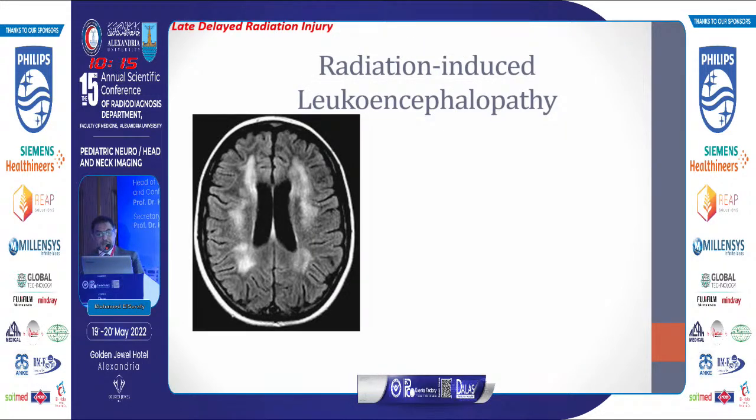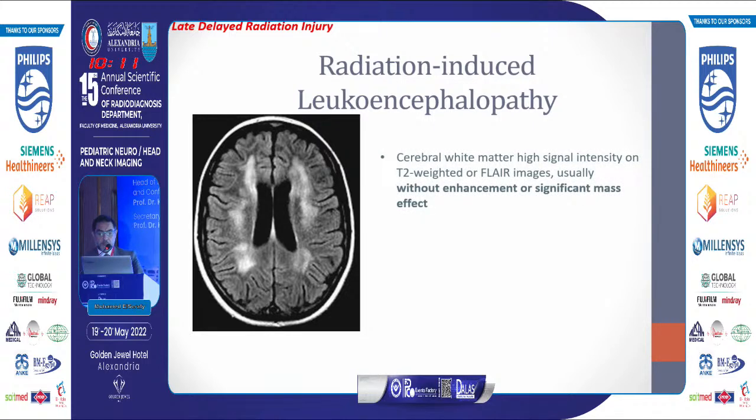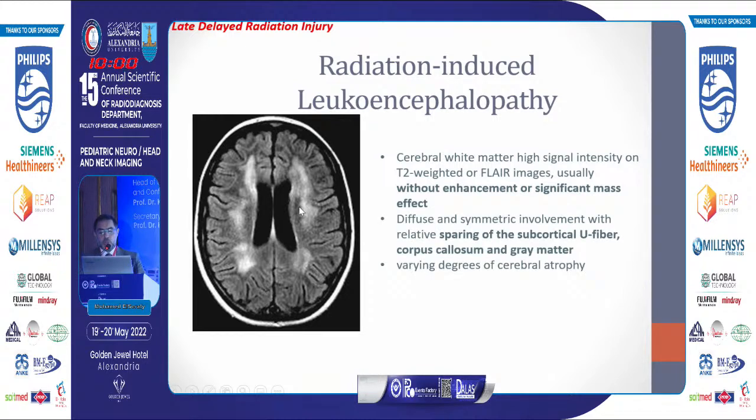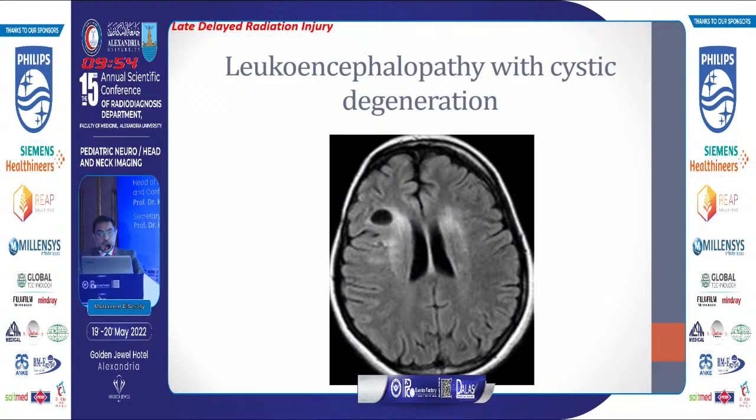This is a characteristic appearance of post-radiotherapy leukoencephalopathy: bilateral T2 and FLAIR hyperintense signal that usually preserves the U fibers, with no enhancement, mass effect, or diffusion restriction. Sometimes cystic change occurs, resulting in post-irradiation leukoencephalopathy with cystic degeneration.